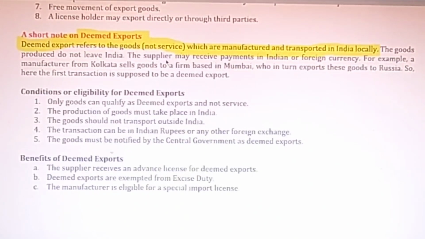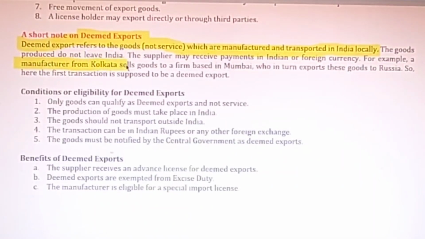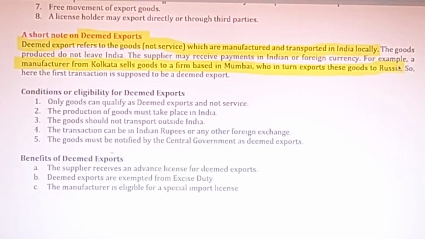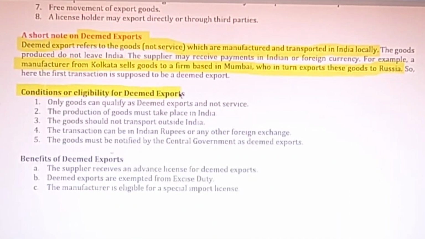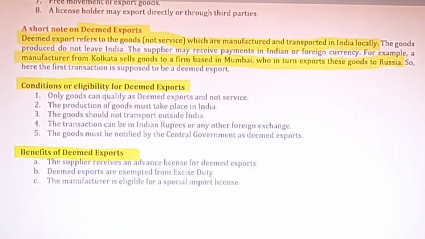You can better understand the supplier from this example. For example, a manufacturer from Kolkata sells goods to a firm based in Mumbai, which in turn exports the goods to Russia. This is called a deemed export. The manufacturer doesn't directly do exports. Rather, he sells his goods to an exporter who in turn does the exports. Then you must learn the conditions and eligibility for deemed exports, and the benefits that a company gets through these deemed exports.